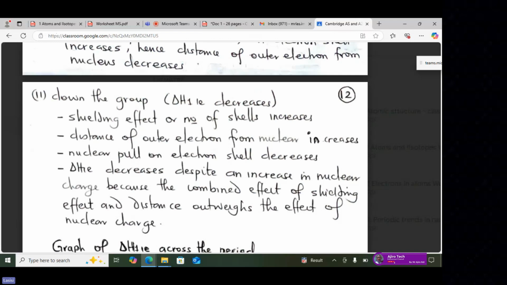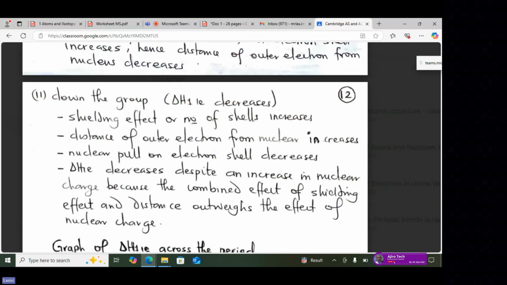Now let's see the third factor. Read the third point. Nuclear pull on outer electron shell decreases. Ionization energy decreases despite an increase in nuclear charge because the combined effect of shielding effect and distance outweighs the effect of nuclear charge. Do you get the concept?